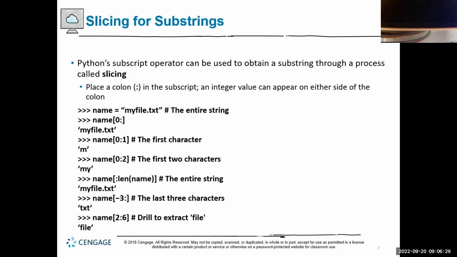Okay, or you can use slicing for substring here. The Python subscript operator can be used to obtain a substring through a process called slicing. That means you can slice here, right? And you can place a colon here, and numbers can appear on either side of the colon. So let's think about this one here.